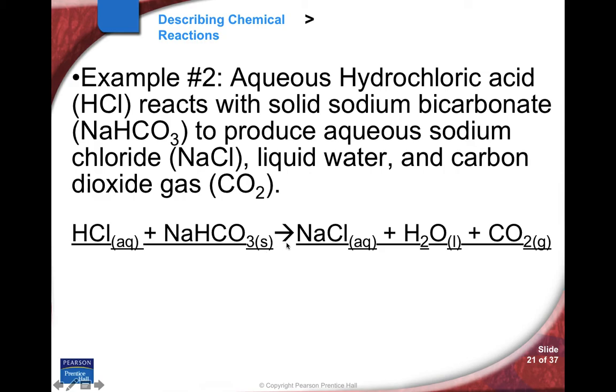Forms is the arrow, salt, which is NaCl, and we know it's aqueous, which means it's dissolved in the water, so AQ, plus water, H2O, and it's a liquid, so you put a little parentheses L, and then plus carbon dioxide, CO2, and we know it's a gas, so we put the G.